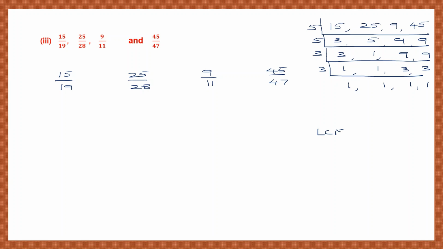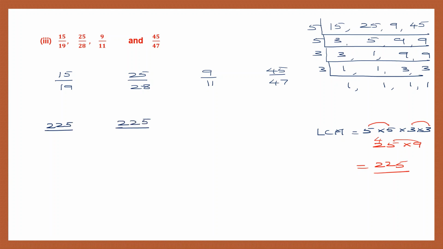So what is the LCM here? LCM is 5 into 5 into 3 into 3. So let's multiply and see. 5 5s are 25, 3 3s are 9. So 25 into 9 is how much? 9 5s are 45, carry 4. 9 2s are 18 plus 4 is 22. So 225 is the numerator for all these. Okay, so let's change that. 225 for the first fraction, 225 for the second, 225 for the third and 225 for the fourth one.